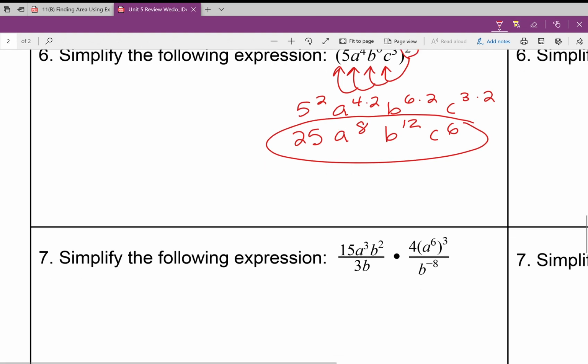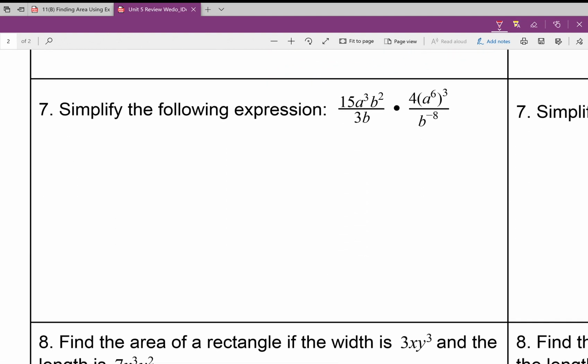Okay, let's look at number 7. Number 7 says simplify the following expression. So this one looks like a lot of steps. First, we're just going to do the division part. So we have 15 divided by 3, which is 5. Then we have a to the 3 all by itself, so I'm just going to rewrite it. And then I have b to the 2 divided by b, so this is b to the 2 minus 1, since this one right here is just equal to b, so I write b.